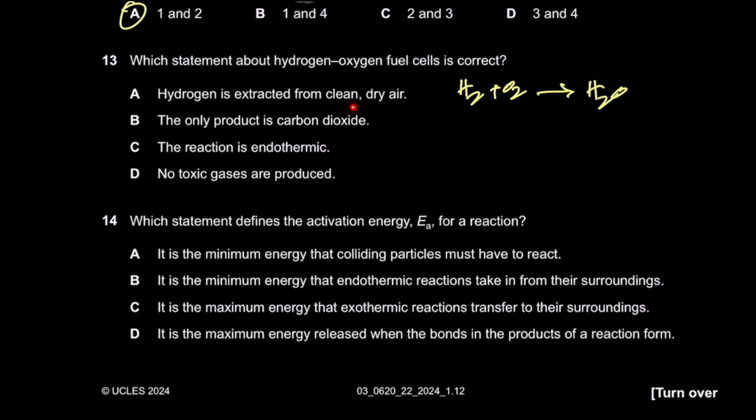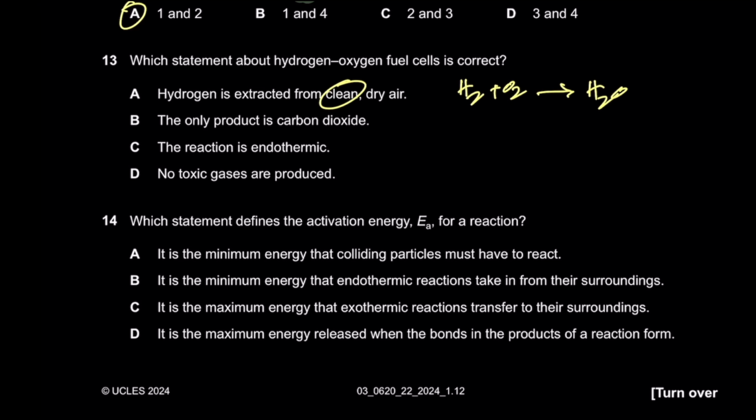So, hydrogen is extracted from clean dry air. Are you sure? No, it's extracted from reforming. It's extracted from methane, natural gas, and the reaction is called reforming, right? Or it's extracted by performing the cracking of hydrocarbons, right? How do you obtain it from dry air? If hydrogen was present in dry air, use your common sense.